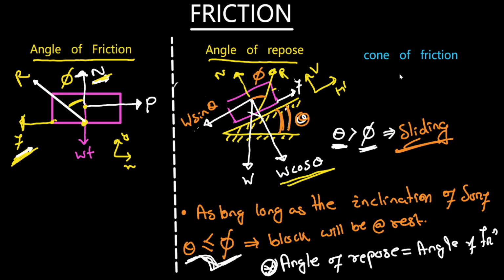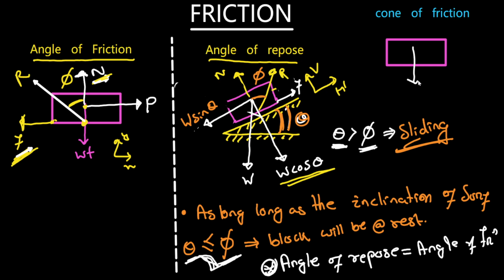See, what is cone of friction? Cone of friction, I'm saying, I have a block like this. I'm applying some amount of weight on this. I'm getting some normal reaction over here. I'm applying a force P. I'm getting some friction over here. So this is the resultant of the frictional force and normal reaction. This is R. And here is the angle phi.